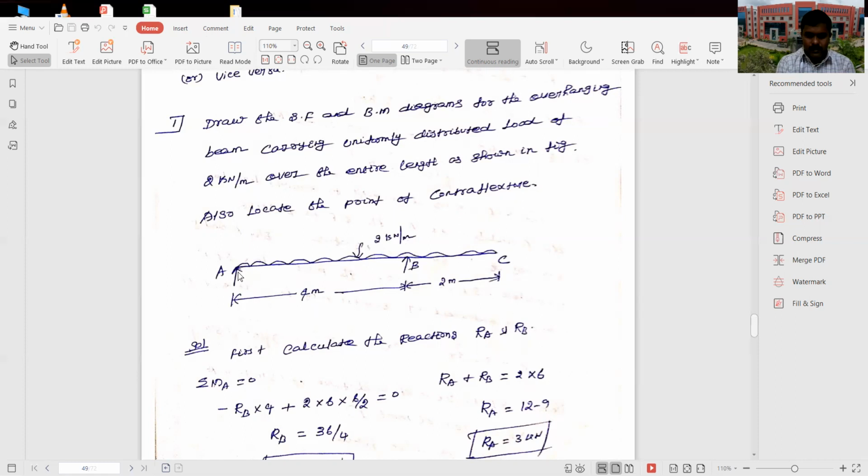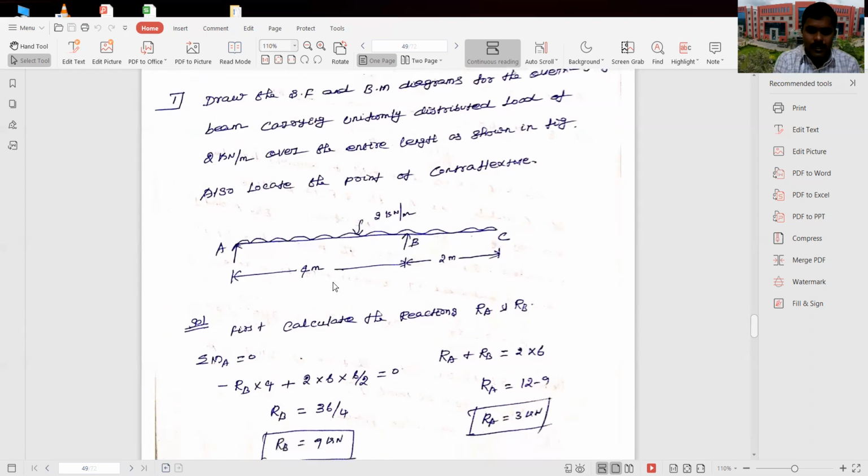You can see here there are two supports, and the end portion is extended beyond the support. Therefore, it is called an overhanging beam. Throughout the length of the beam, the uniformly distributed load of 2 kN per meter is acting. The length between the two supports is 4 meters, and the extended portion is 2 meters, so the total length of the beam is 6 meters. You are asked to draw the shear force and bending moment diagram for this overhanging beam subjected to a uniformly distributed load.